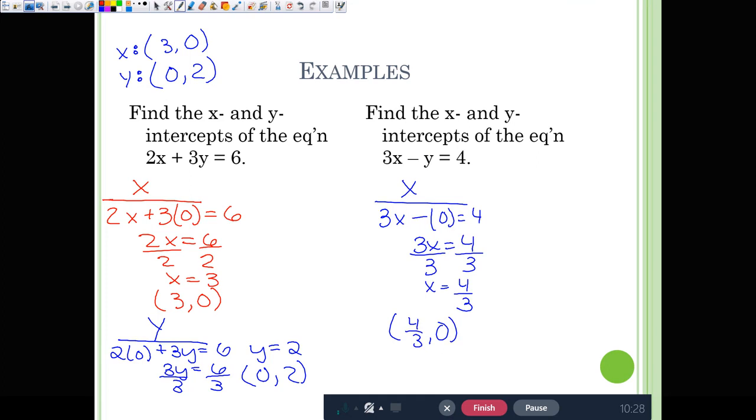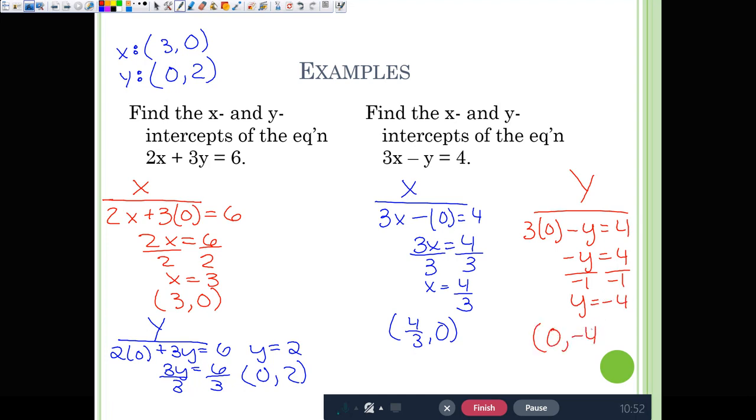My y-intercept, I'm going to do the same thing, except we're going to substitute in 0 for x. So 3 times 0 minus y equals 4. So negative y equals 4. Divide by negative 1. And y will equal negative 4. So my y-intercept would be 0, comma, negative 4. So my x-intercept is going to be 4/3, comma, 0. And my y-intercept is going to be 0, comma, negative 4.